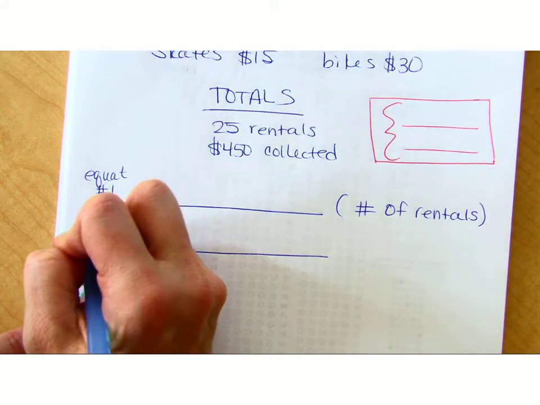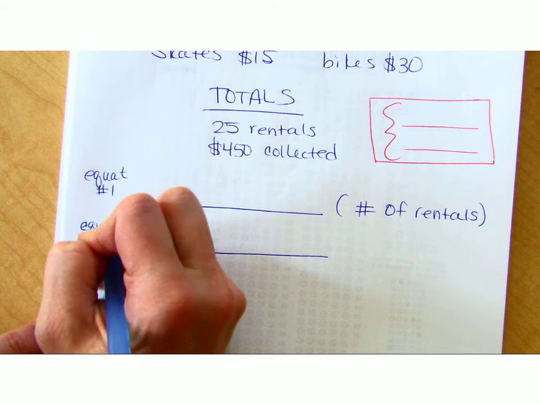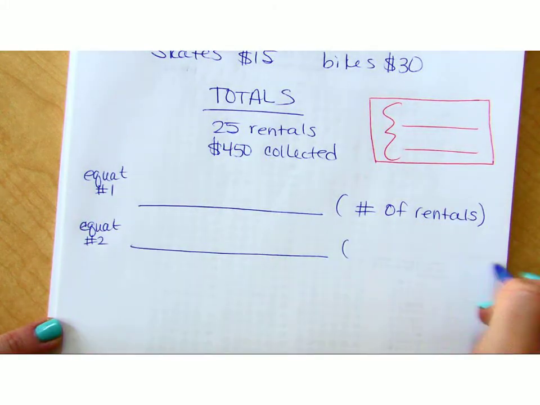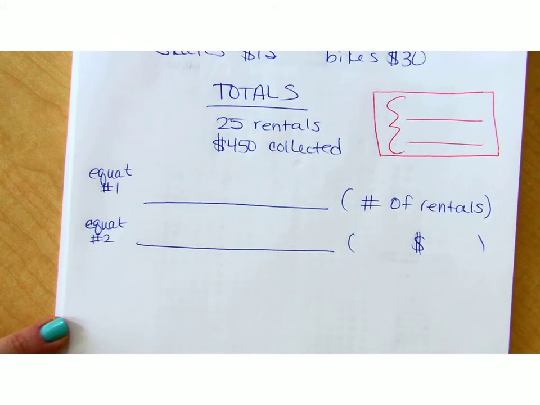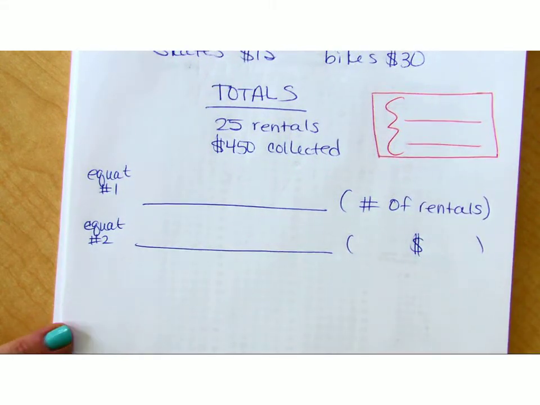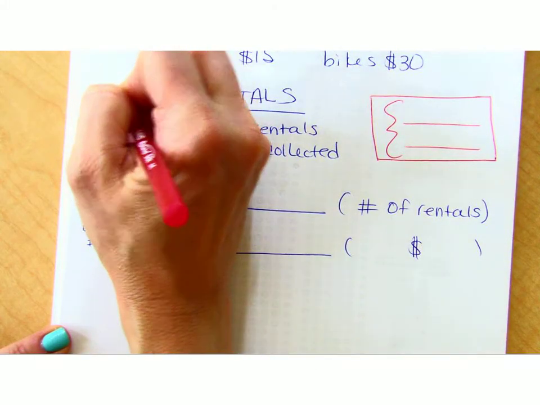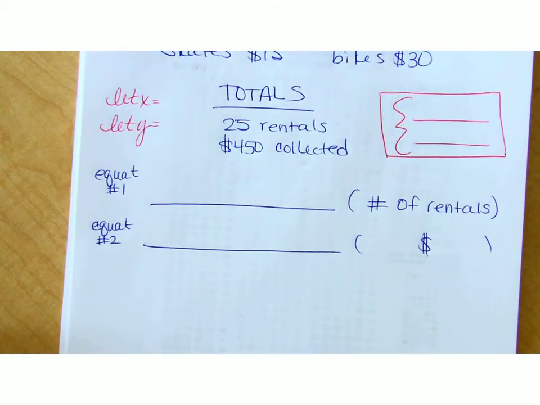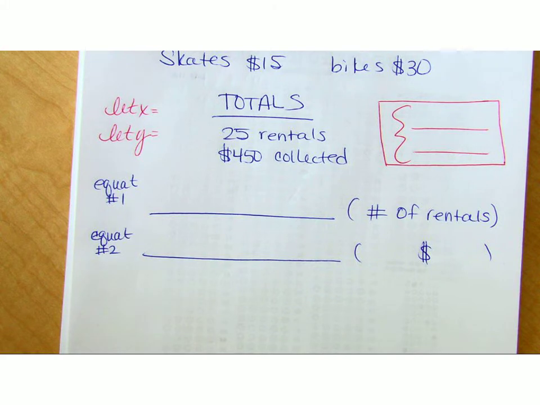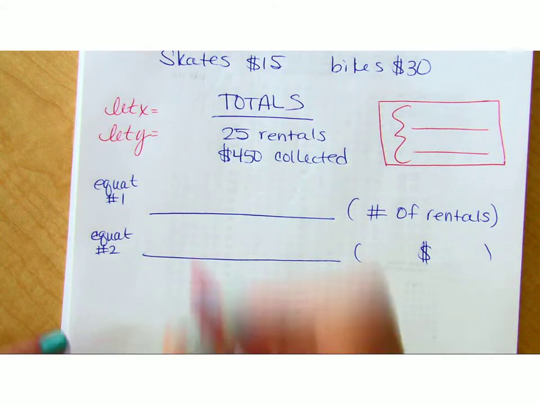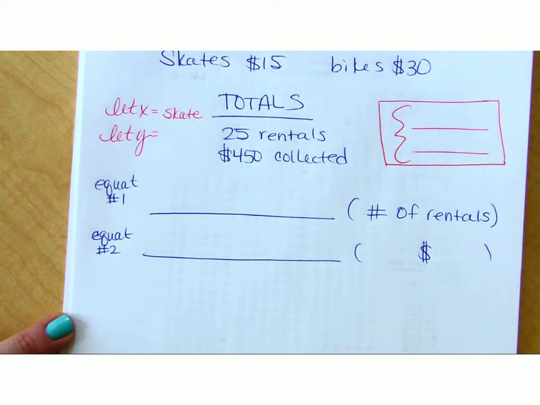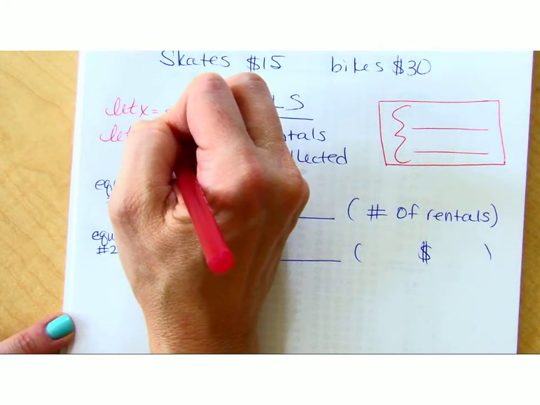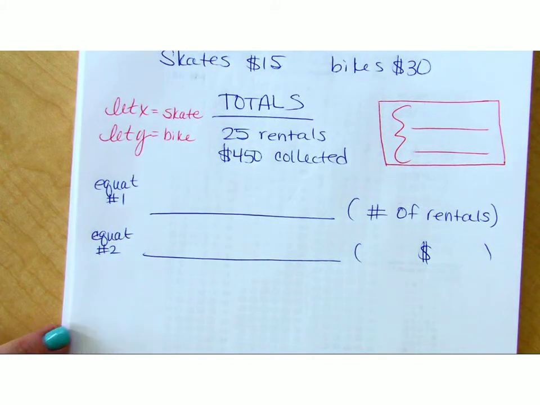Equation number 2 is going to be involving money. Okay? So up here, I have to figure out what I'm going to let x equal and what I'm going to let y equal. This is really important. Usually what they do in the book is whichever one they said first, like skates is listed before bikes, we're going to let x equal the number of skate rentals, and we're going to let y equal the number of bike rentals. That's really important.